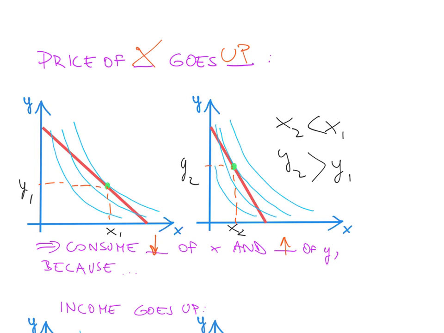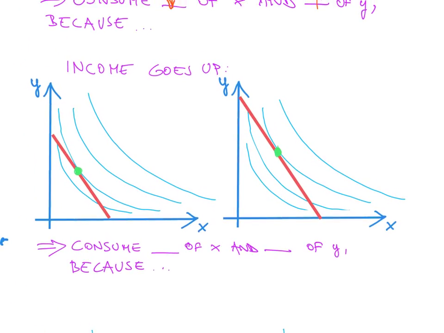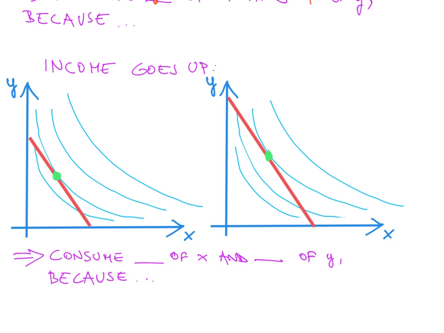Now, let me ask you a somewhat different question, a different problem. What happens if instead of a price change, we have a change in income? So the consumer goes from this level of income to this level of income, and therefore from this optimal choice to this optimal choice. As a result, this consumer will consume more or less of X, and more or less of Y? Okay. That seems clear from the picture.